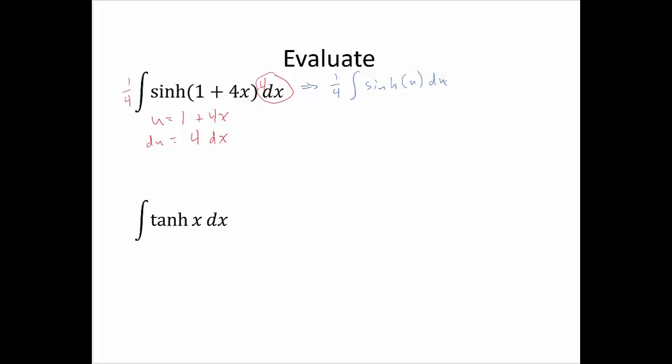Since the derivative of the hyperbolic cosine is the hyperbolic sine, then the antiderivative of the hyperbolic sine would be the hyperbolic cosine plus a constant. Going back to the original variable, I would have 1/4 hyperbolic cosine of 1 plus 4x plus a constant.